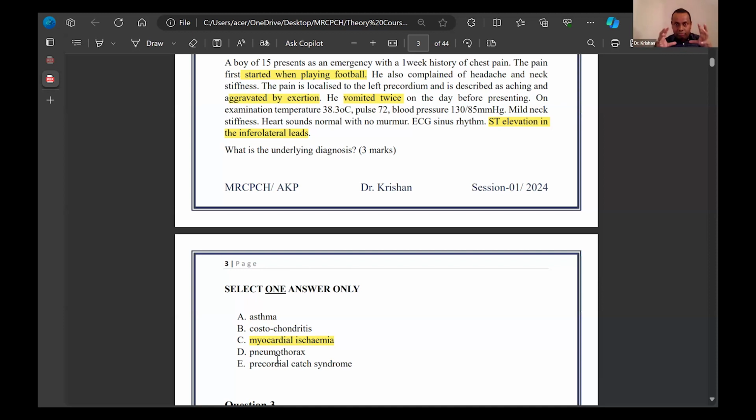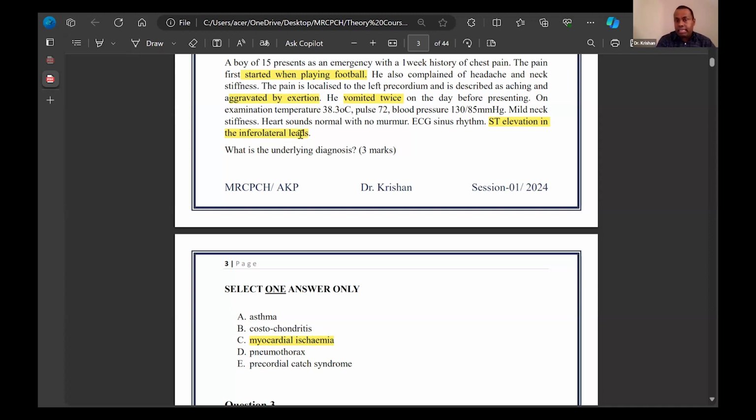No, that kind of deep knowledge testing is not happening in this question. So what is tested here? Whether we understood that this is something to do with the heart, and whether we understood these ECG changes are compatible with myocardial ischemia. We don't know why this myocardial ischemia is happening.